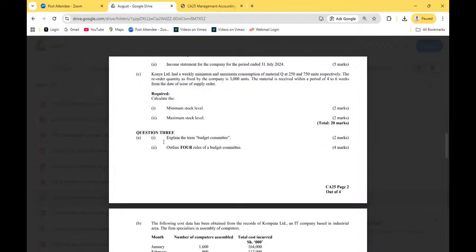So a budget committee is a group of individuals within an organization responsible for overseeing the preparation, number 1, implementation, and monitoring of the organization's budget. The committee typically includes, of course, senior management and department heads who collaborate to ensure that the budget aligns with the organization's financial goals and objectives. Do we have that in Kenya? The budget committee?